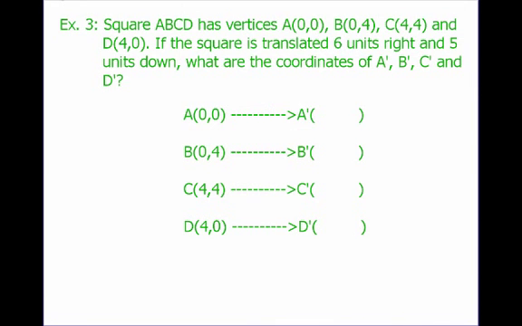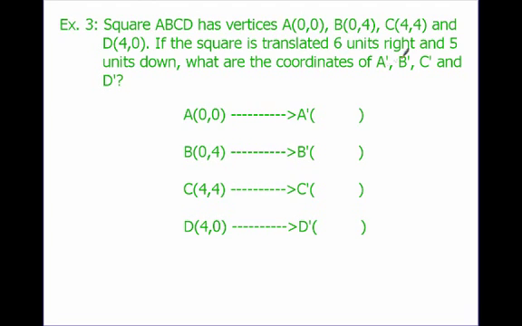Alright, so our final example we're going to do together. It says, given square ABCD with vertices at 0, 0, 0, 4, 4, 4, and 4, 0, we're going to translate that 6 units right and 5 units down. I want to know what are the coordinates of A prime, B prime, C prime, and D prime. So why don't you pause the video now, see if you figure this out on your own, and then we'll go through it together. Alright, so now that you've tried this, let's see if you figured it out.